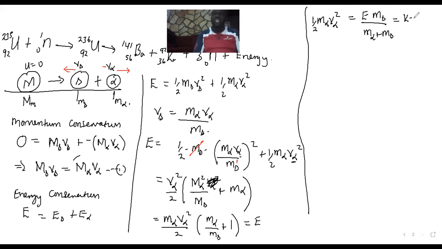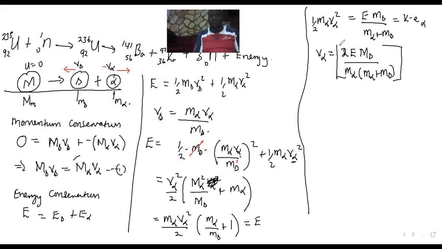This becomes the kinetic energy with which the alpha particle splits. So this becomes the kinetic energy with which the alpha particle is going to explode away. But if they ask you for the speed with which it runs, you look for V alpha by saying V alpha is going to be equal to twice the total energy times mass of the daughter out of mass of the alpha into mass of the alpha plus mass of the daughter, close brackets, but the whole of this you put to power a half. With this, you would have confirmed the energy for the alpha particle on splitting, that is when nuclear fission is taking place. You would have confirmed the velocity with which this alpha particle is going to run away.